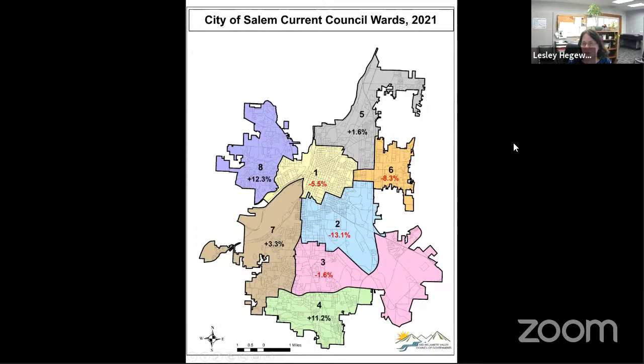But the issue is that when you have to shift population in adjacent wards, often you're going to have to change those wards as well, just in order to balance things. It kind of has a ripple effect when you start moving things around.